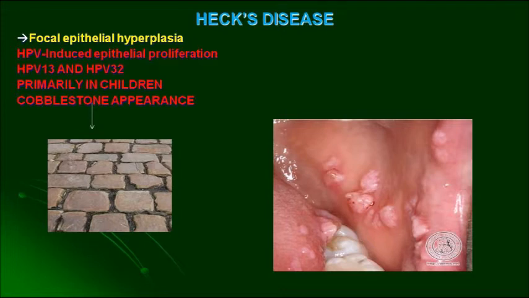So that is Hicks disease, focal epithelial hyperplasia. It is caused by viral infection, HPV 13 and 32, primarily seen in children, and it has a cobblestone appearance. So next let's learn about developmental disturbances affecting the gingiva.